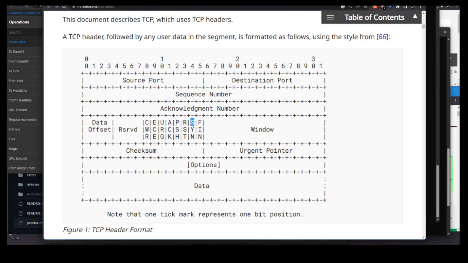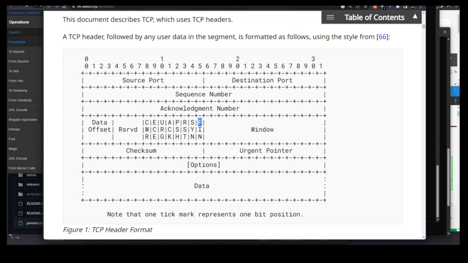Well, it's one of the fields in the TCP header. See, it's right here. Remember I told you: urgent, acknowledgement, push, reset, SYN, and FIN. So this SYN bit in the TCP header is set to 1 and all the other ones are set to 0, pretty much. That's kind of how it's going to be. So this will be 0, this will be 0, this will be 0, this will be 0, this will be 1, and this will be 0.